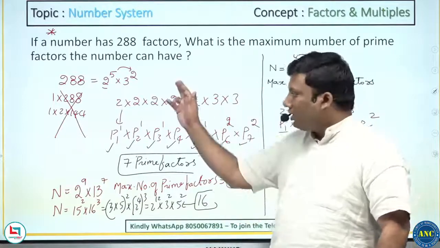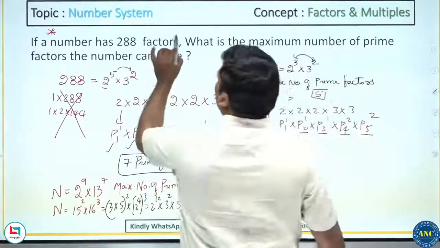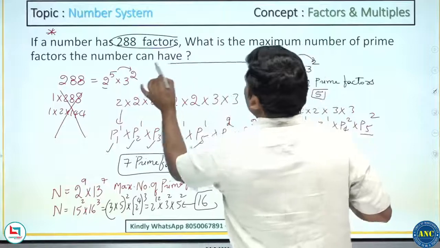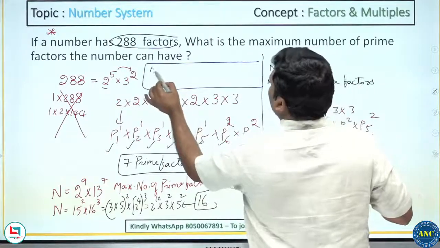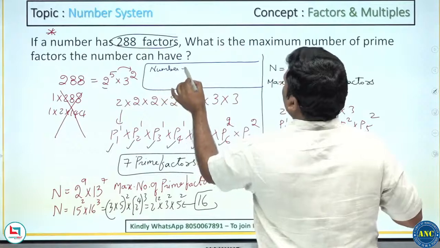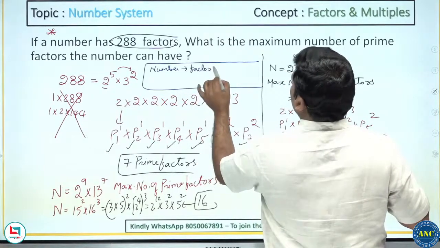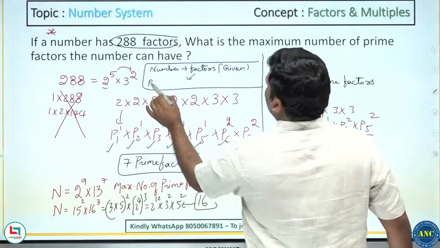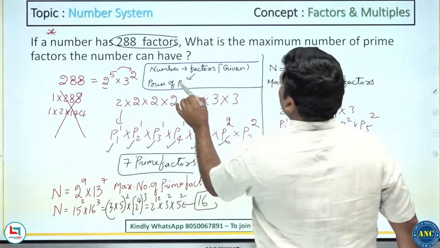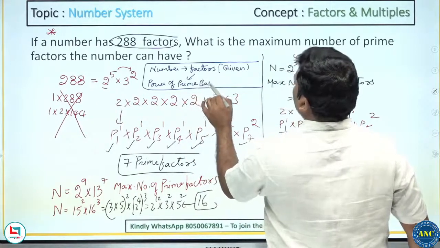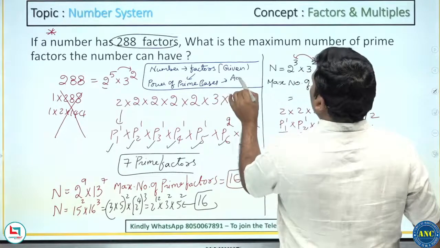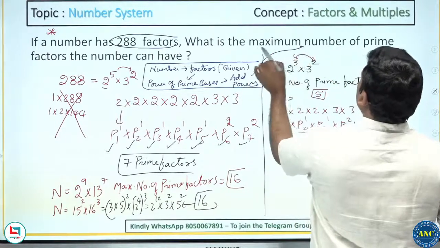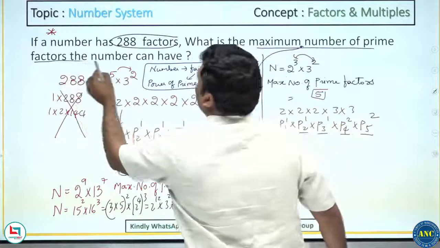Very beautiful question. Unnecessary time wastage. Don't do it this way if the number of factors is given. I'll write down the idea. The idea is, if the number of factors is given, write the number of factors as a power of prime bases, and then add the powers. Simple. Add the powers to get the maximum number of prime factors a number can take.